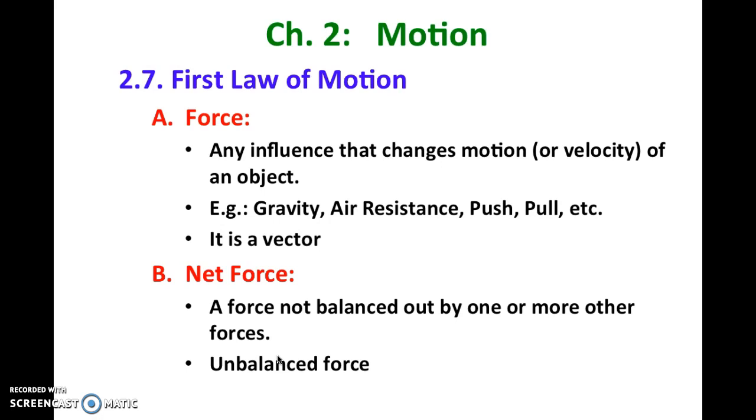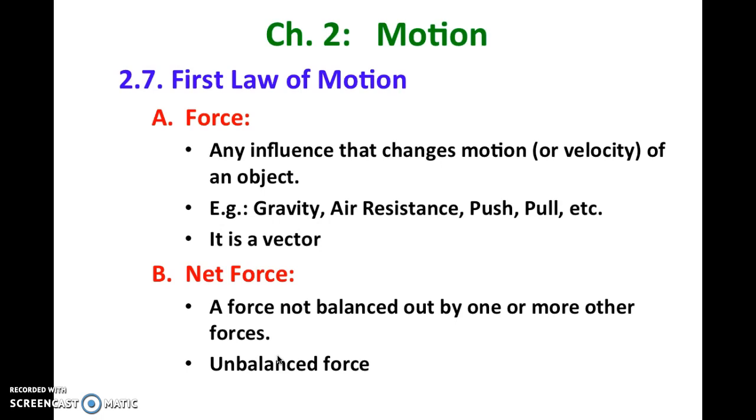Force is a vector. Gravity points to Earth's center. Air resistance directs in the opposite of the motion. Pushing force directs in the front, and the pulling force directs to the behind.